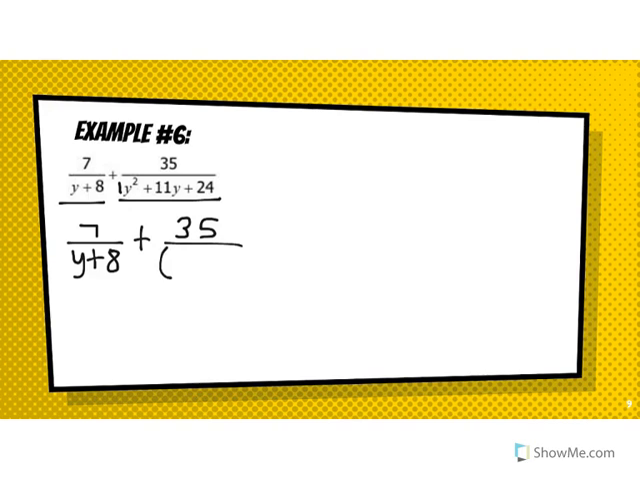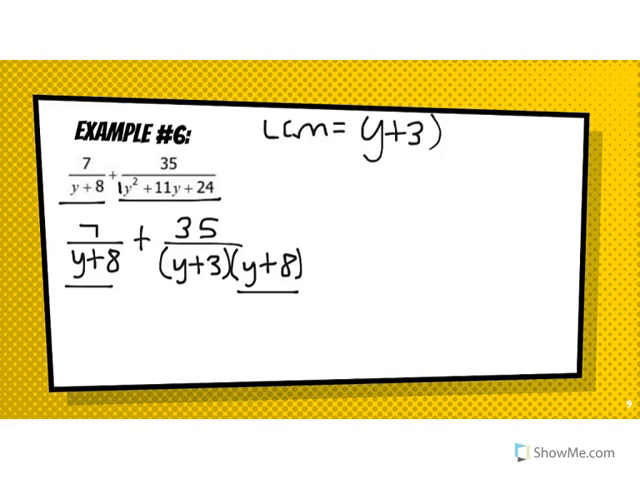So this multiplies to 24, so I have a 3 times 8, and they're both going to be positive because I need a positive 11. And then now I see that this fraction has the y plus 8 and y plus 8, so this fraction is actually missing that y plus 3. So our LCM is y plus 3 and y plus 8. So I'm going to multiply this fraction by y plus 3, just so that I can get my lowest common denominator. So let's go ahead and rewrite this.